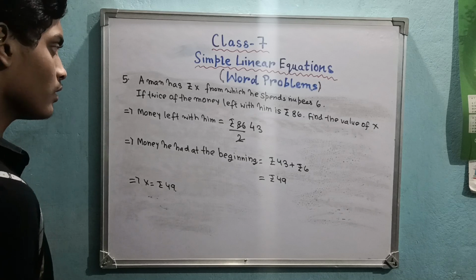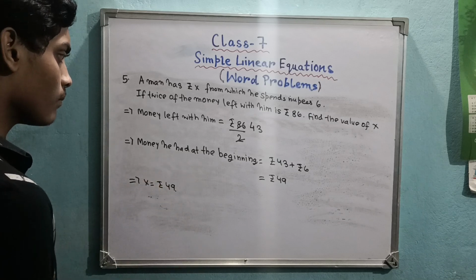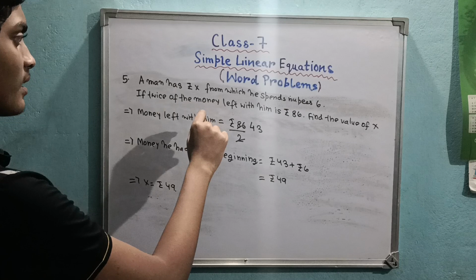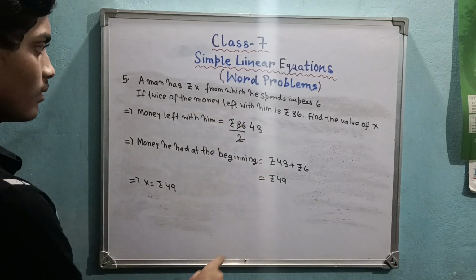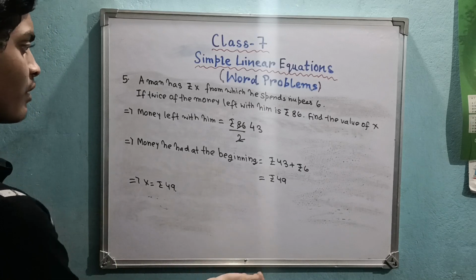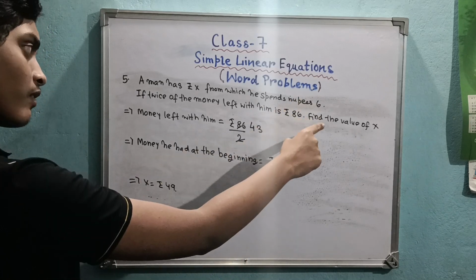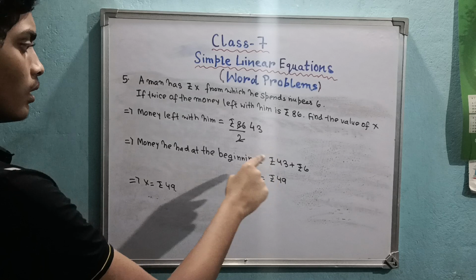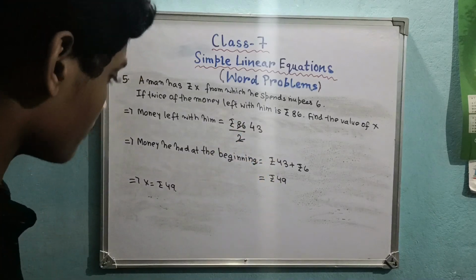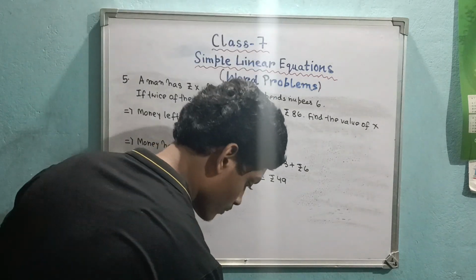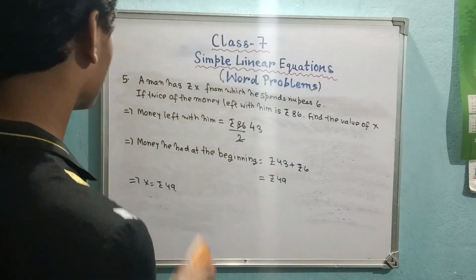So you understood? This is a somewhat easy type of question, but if you understand where you have to start, then only you can get this. It is a little bit tricky. Some students will stop at 43, but no, it will be 43 plus the 6 rupees spent before, and it will be 49. So this is the answer of the fifth question. Alright. Let's see what we have next.